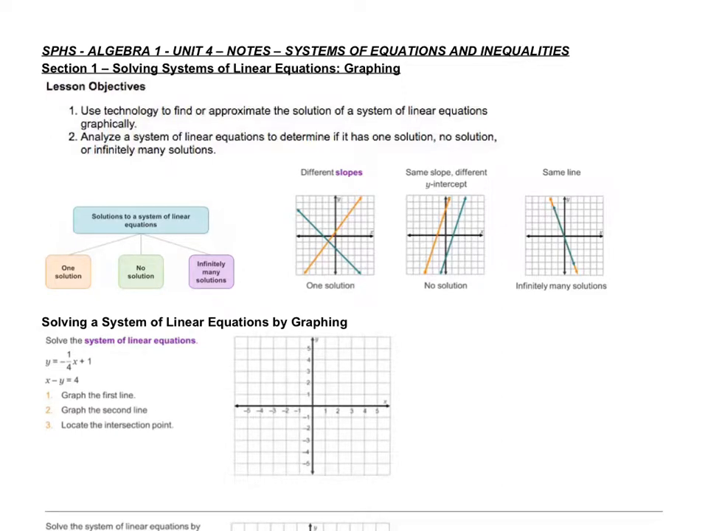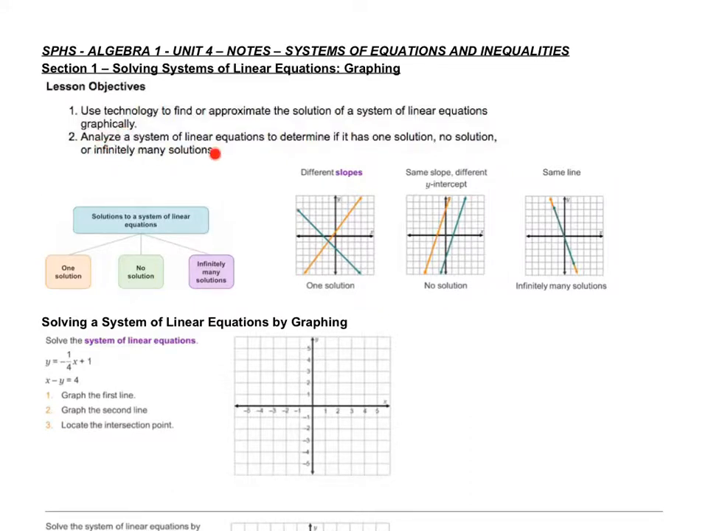This is Unit 4, and these are the notes over systems of equations and inequalities. The first section, what we're going to talk about today, is solving systems of linear equations by the graphing method. So you will want to use your grapher, using either Desmos or a graphing calculator or something like that. So we want to use technology to find or approximate the solution of a system of linear equations graphically.